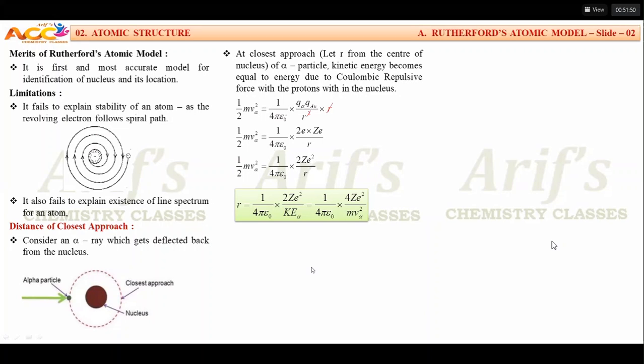We'll do problems based on that one. This 1 by 4 pi epsilon naught is a constant. Its value is given as 9 into 10 power 9 newton meter square per coulomb square. And what is R? R is called the closest distance of approach. That is the end of Rutherford's discussion as a whole. We have some numerical problems based on that, we'll discuss in the next class. Please carry on all of this as it is. Go ahead.